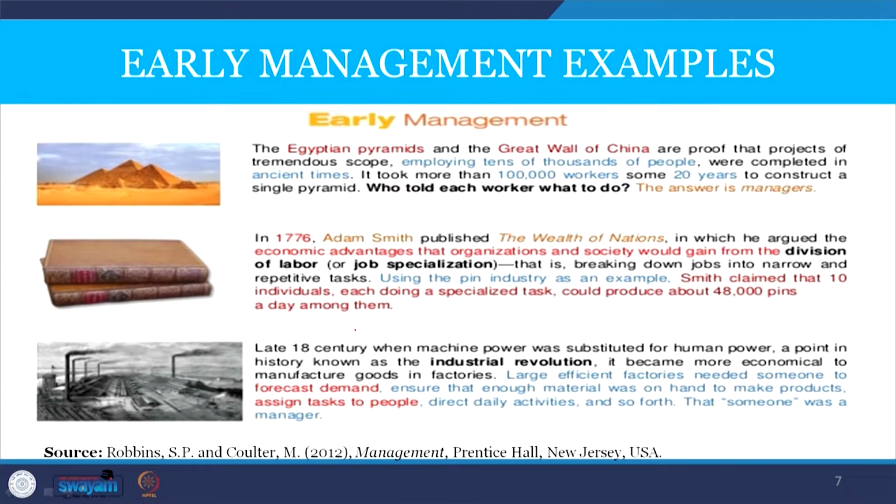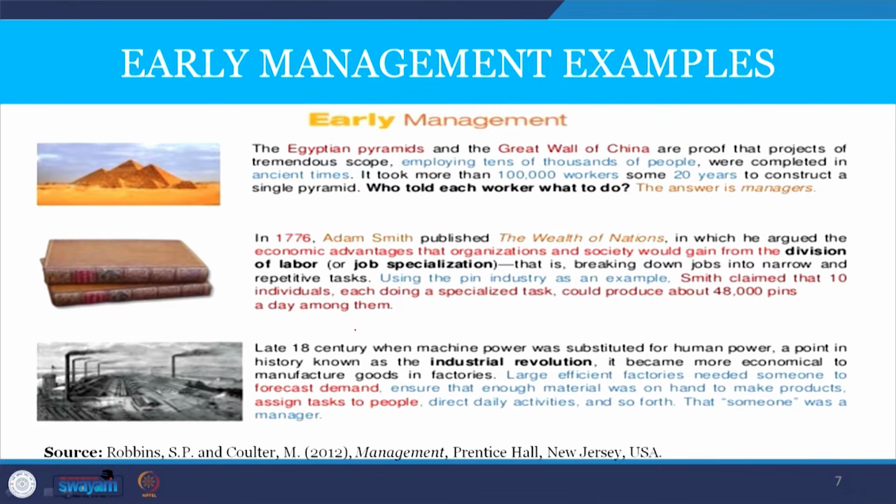Then we will discuss Adam Smith. In 1776, Adam Smith published a book, Wealth of Nations, in which he argued the economic advantage that organizations and society would gain from division of labor. All the work that was carried out was based on the principles of job specialization or division of labor, that is, breaking down jobs into narrow and repetitive tasks. The Wealth of Nations gave emphasis to the concepts of division of labor and job specialization.